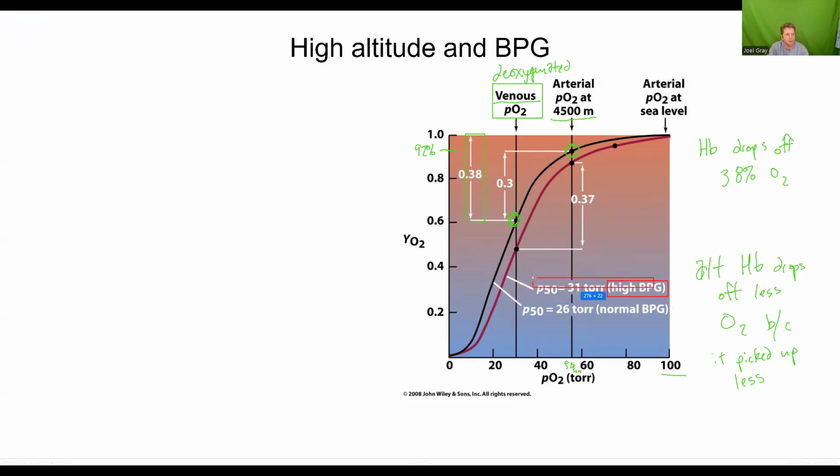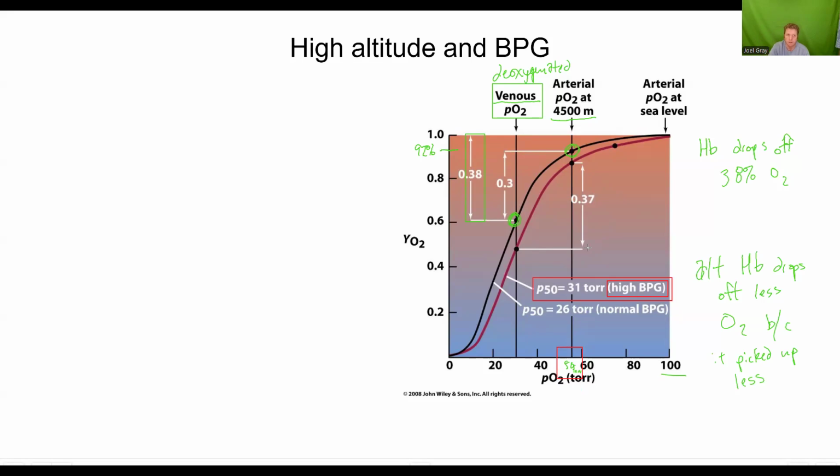So I'm going to up the BPG concentration. And what is that going to do? Well, that's going to favor the T state of our protein. It's also going to make it so that at that same oxygen concentration, 50 torr, hemoglobin's going to be able to pick up less oxygen. Whenever it picks up less oxygen, you'd think, oh, that's a bad thing.